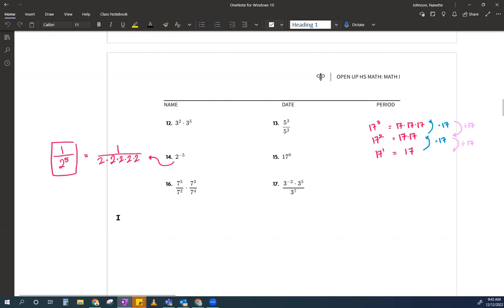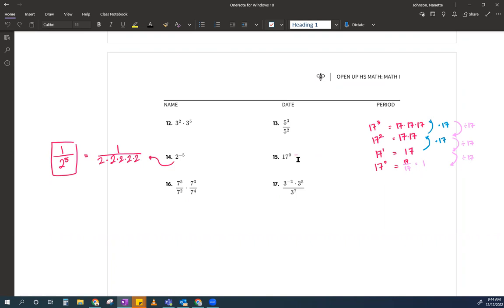So back to my pattern, what is 17 to the 0? Well, if I'm at 17 and I divide by 17, what's 17 divided by 17? Well, that's just 1, right? So there's my simple way to see why it's equal to 1. It's not a proof, but it shows you why it equals 1.